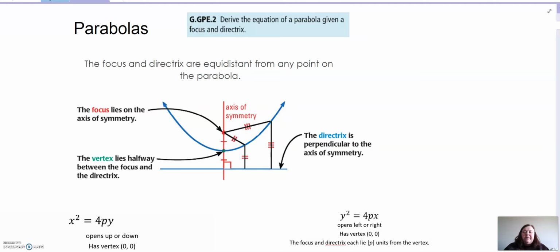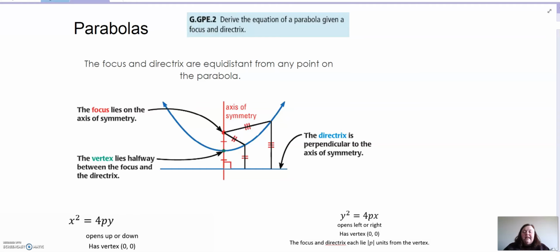Now we've already talked about the vertex before when we talked about our quadratic equations. It's that point that's halfway between the focus and the directrix in this context, but we're used to seeing it as either our lowest or highest point of our parabola. Now the vertex here, if we were to draw a line that goes through the vertex, an axis of symmetry, it's going to cut our parabola into two equal parts. And the focus is a point that lies on that axis of symmetry, and it has a special relationship with the directrix.